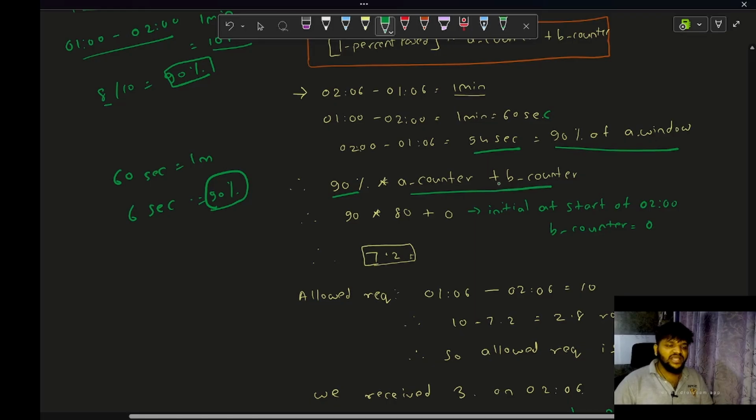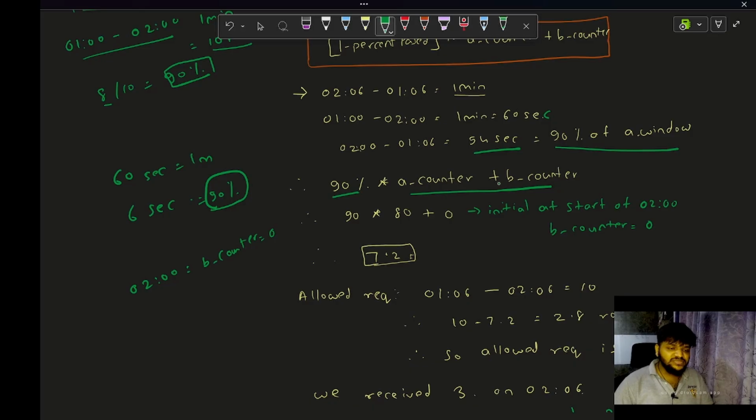Assume we are at 0 to 00. 0 to 00. Request received? No. So B counter value is 0. Why? Because I received a request on 0 to 06, not 0 to 00. So initially my B counter value is 0.